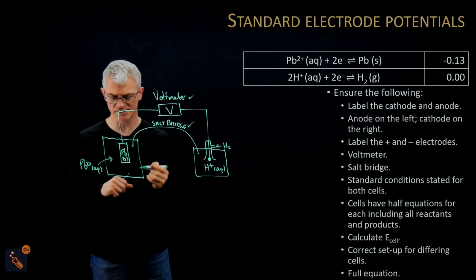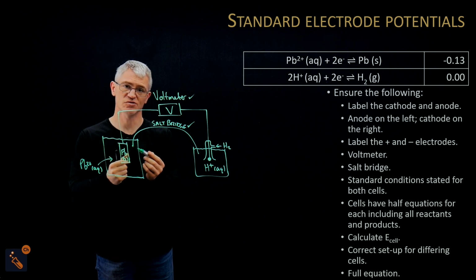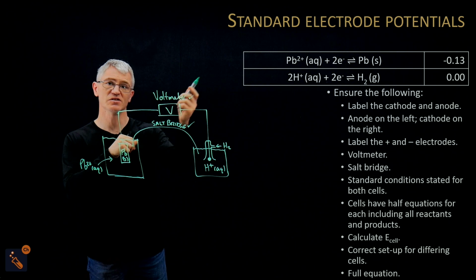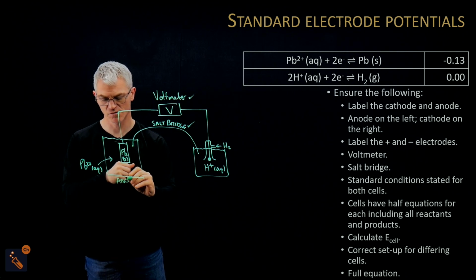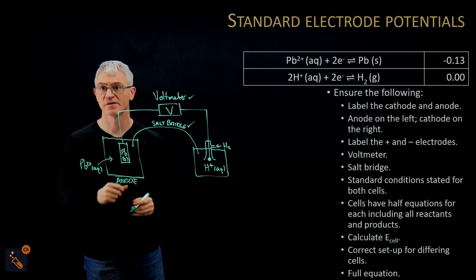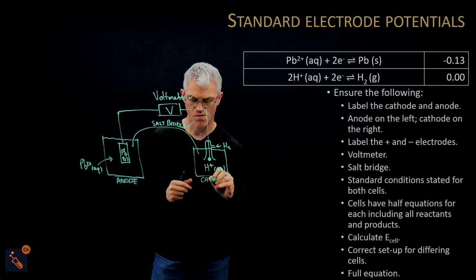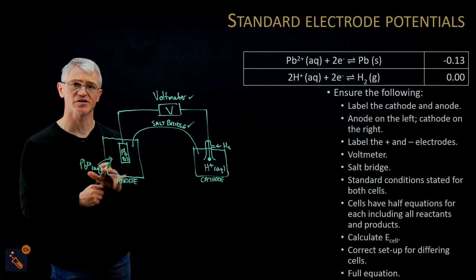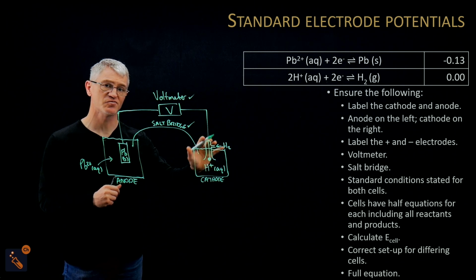Not quite yet. So the anode is where you are losing electrons, okay? I lose my electrons on the left. I already decided that at the start, that one loses electrons because it's more negative. So that is going to be our anode. If that's going to be our anode, that's going to be our cathode. Okay, so we've got our anode, we've got our cathode. Anode on the left, yes. Cathode on the right, yes.